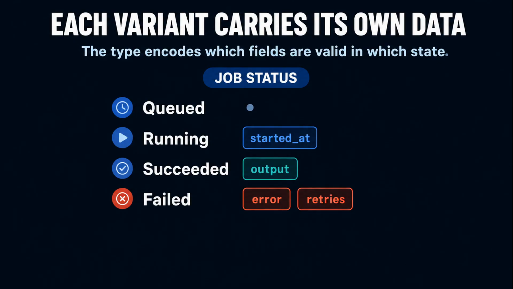Oh, interesting. So the type itself encodes which data is valid in which state. The fields are coupled to the variant, not floating around the object.